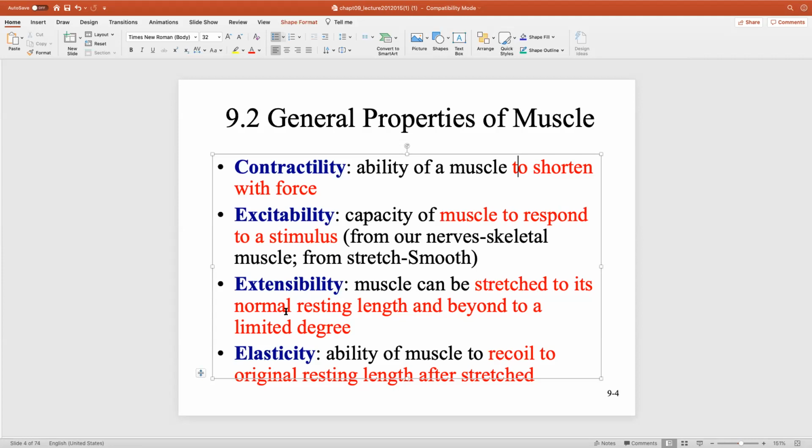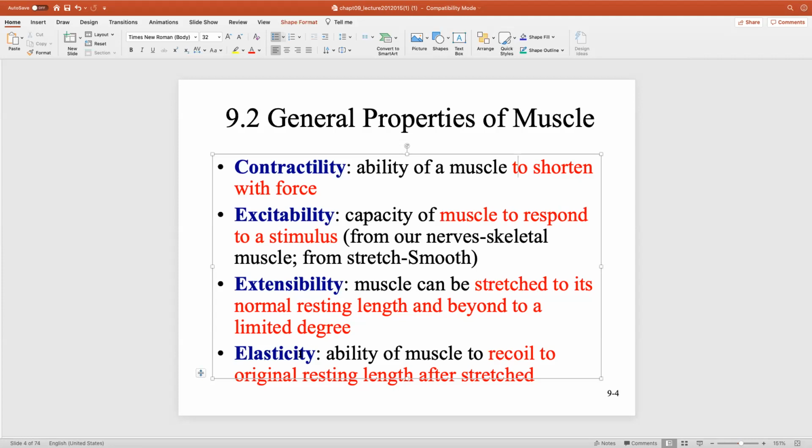Extensibility: muscle cells can be stretched to their normal resting length and beyond. You've seen people doing yoga, and usually women are eminently more flexible than men. Well, that is the extensibility of the muscle. So with extensibility, you can stretch a muscle beyond its normal resting length. And in some people that are really hyper flexible, you'll have increased extensibility as a result of this.